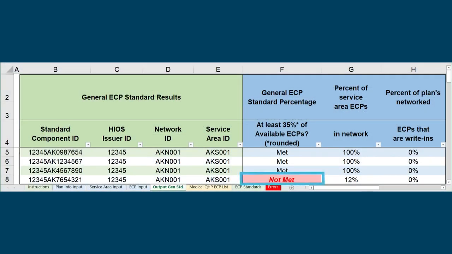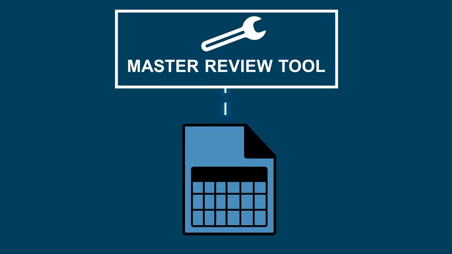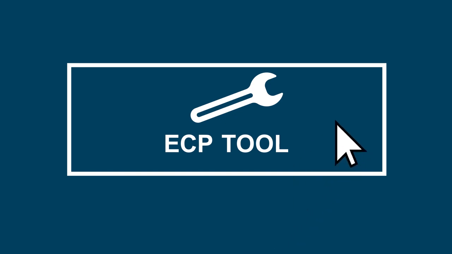For any plans that did not meet the ECP standard, issuers need to determine the appropriate corrections that need to be made so that all plans meet the ECP standard. Once the relevant corrections needed are determined, the issuer should open the relevant template, make the appropriate changes, validate and save it, and re-import it into the Master Review tool. Then re-import the Master Review tool into the ECP tool, run the tool, and repeat the review process until all plans meet the ECP requirements, outlined in the Output tab.